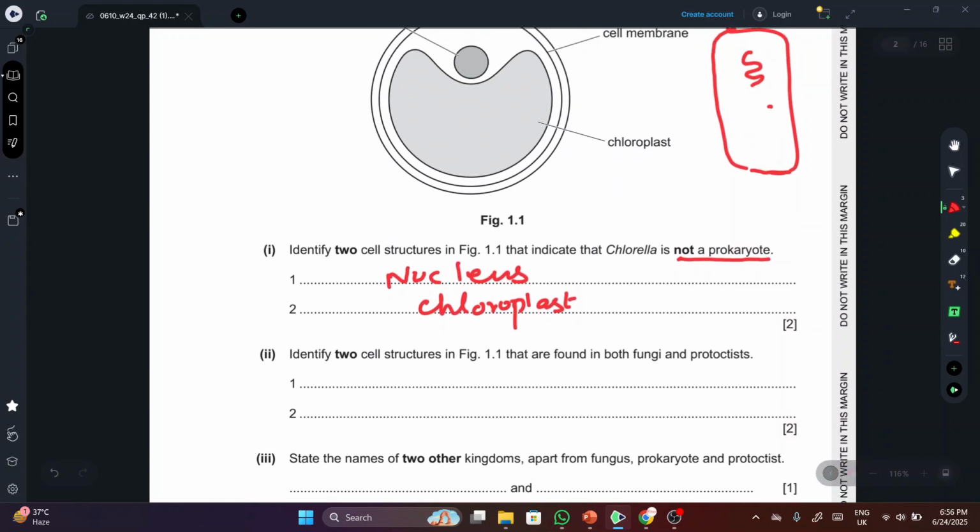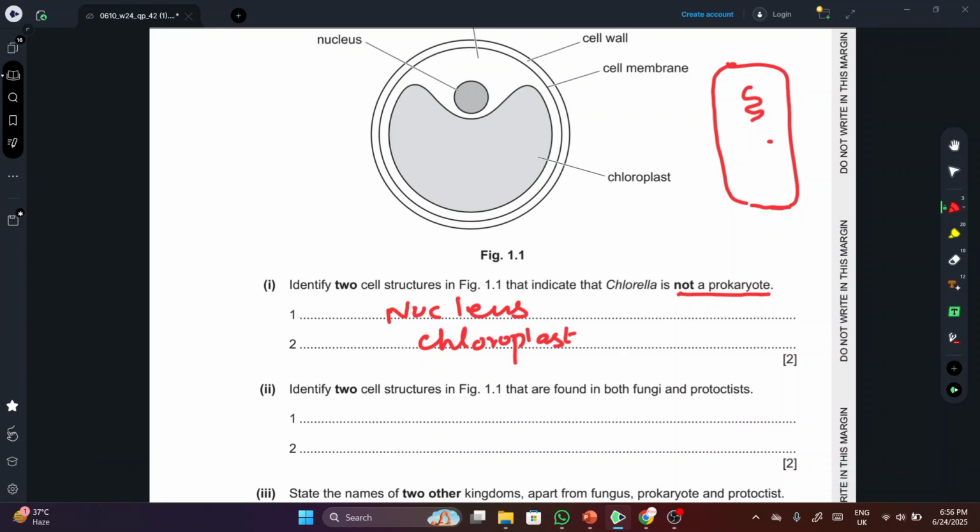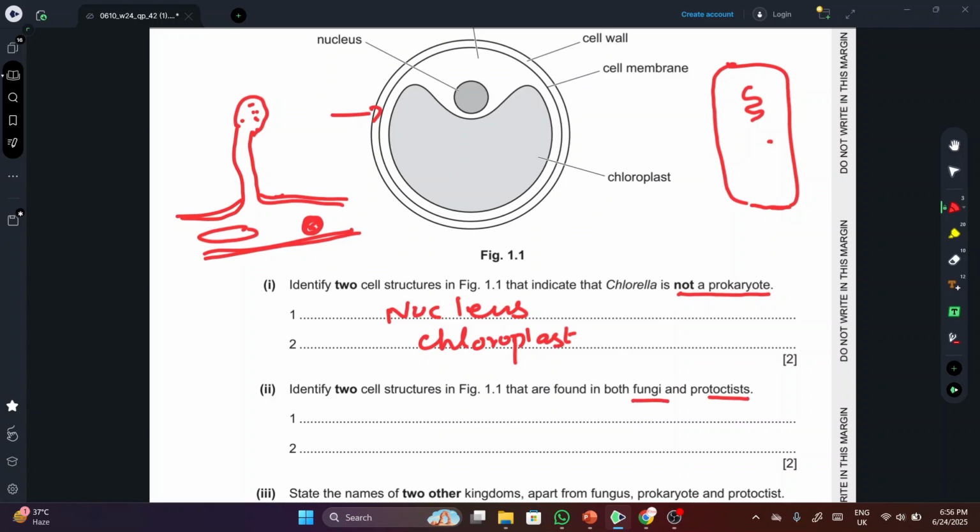Imagine that fungi and protoctist. Protoctist is this one. They have already shown the protoctist. And fungi, like if we draw a fungus here, and the fungus have the structures in which proper nucleus is present, cell wall is present, and the cell membrane is present, spores are present, vacuole present. So let's find the structures which are found both in fungi and in this chlorella, which is a protoctist.